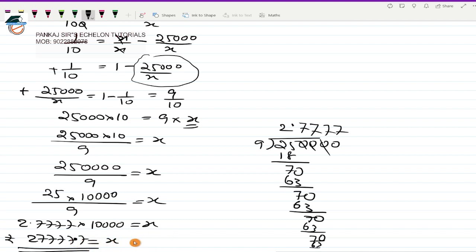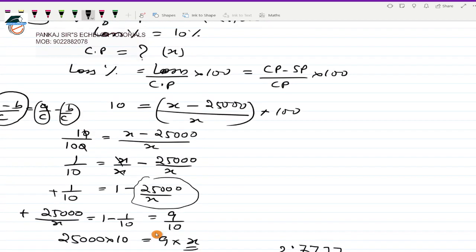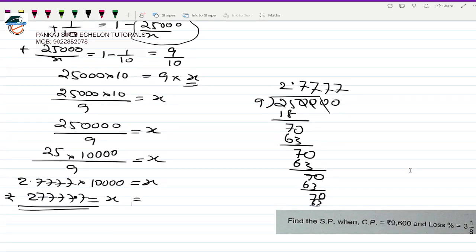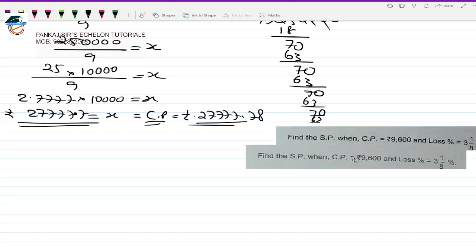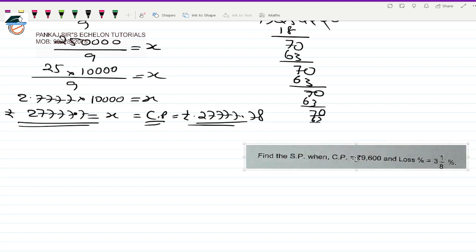So what was x, by the way? It was the cost price. Yeah. So the cost price is nothing but rupees 2777.78. This will be the cost price. Okay. So that was example number 5, and this is example number 6, perhaps the last one of today's session.